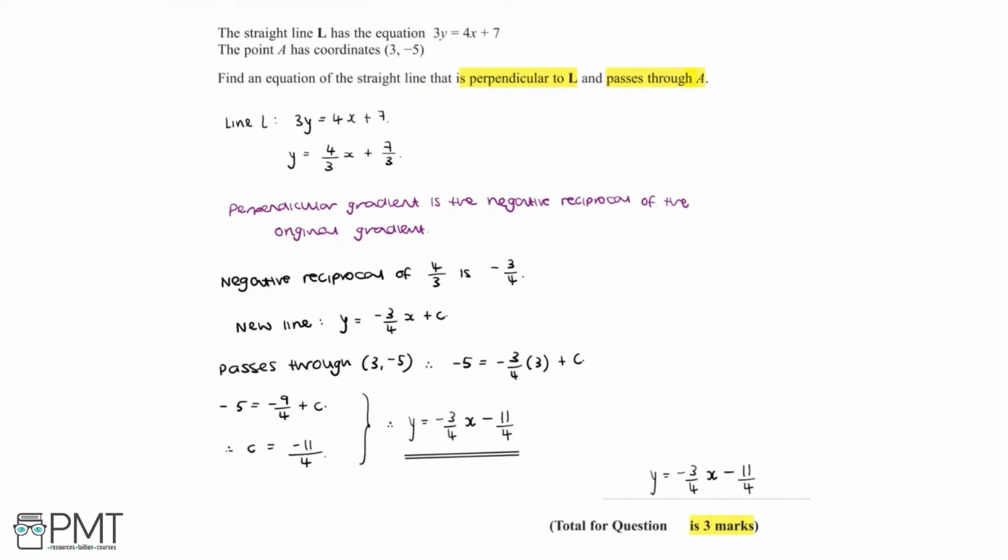We get the first mark for finding that the original gradient of line L is equal to 4 over 3. We get the second mark for using this gradient of line L in order to find the gradient of the straight line that is perpendicular to L, and finding that this gradient is equal to minus 3 over 4. And we get the third mark for rearranging by using the coordinates of point A in order to find c, and for getting the final equation that y is equal to minus 3 over 4x minus 11 over 4, allowing us to achieve the full 3 marks needed in this question.